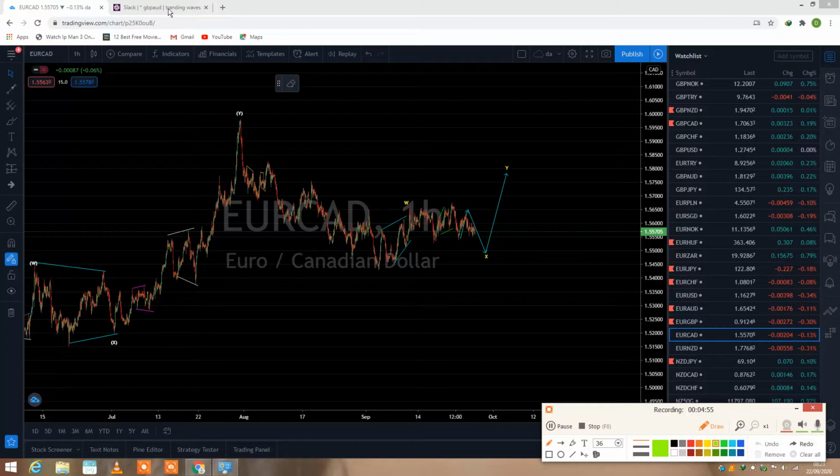Like for EURCAD, the trend is down when it comes to the 4 hour, but on the 1 hour, the trend is up. So if you're trading this on the 15 minutes, you're not going to be profitable, because the trend on the 1 hour is up.